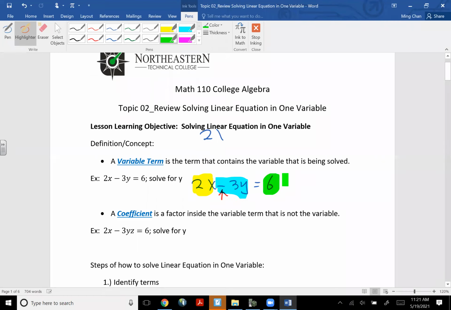Which one of the three terms contains the variable that is being solved? Got to be negative 3y. This is your variable term, because inside this term you have y as the variable, so that makes negative 3 your coefficient. So that's what is defined as a variable term. It's a term that contains a variable.